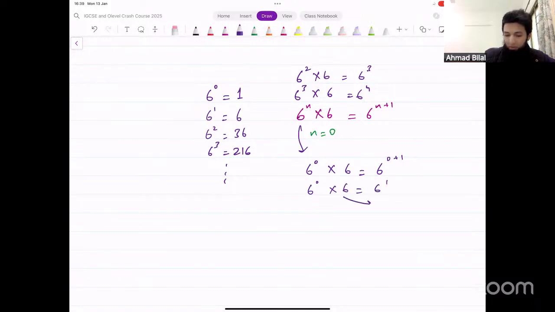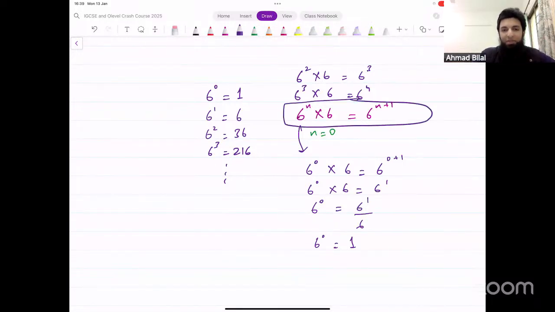The 6 will go to the other side, get divided there, and we get 6 power 0 equals 6 power 1 over 6, and 6 power 0 turns out to be 1. So for all of these values to work, 6 power 0 has to be 1 for this general rule to work. 6 power n times 6 being equal to 6 power n plus 1, power 0 has to be equal to 1. Okay? Now, that's basically the logic behind it.